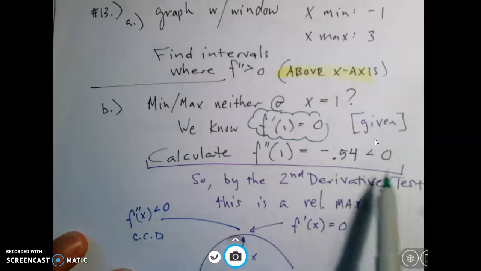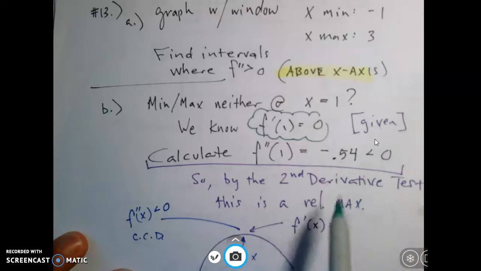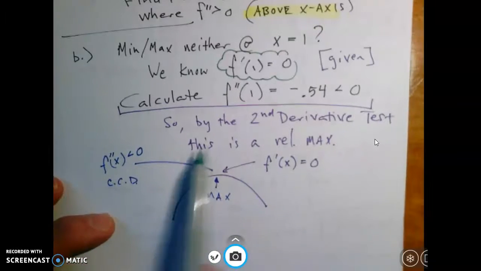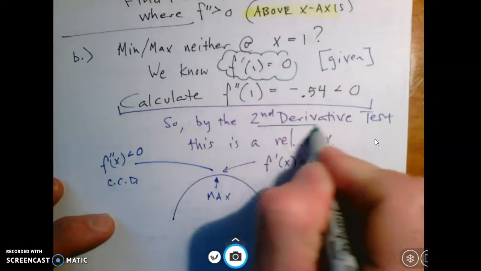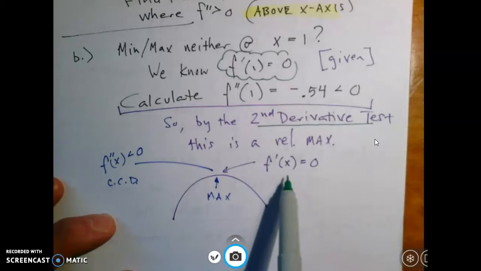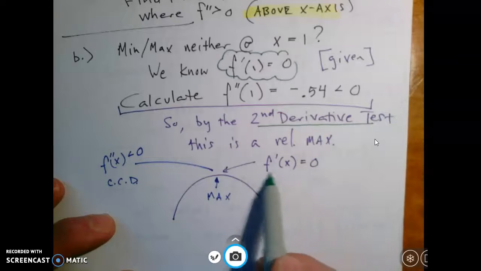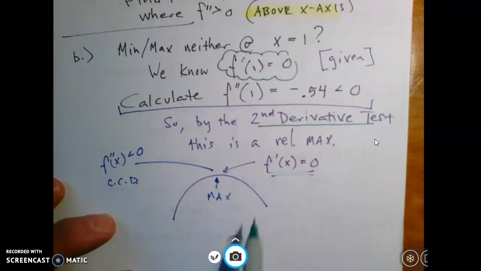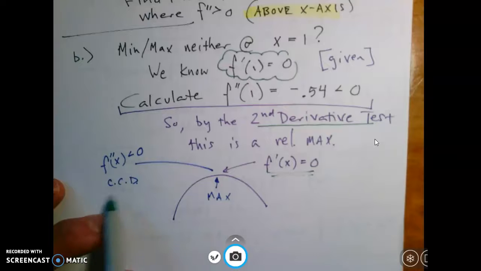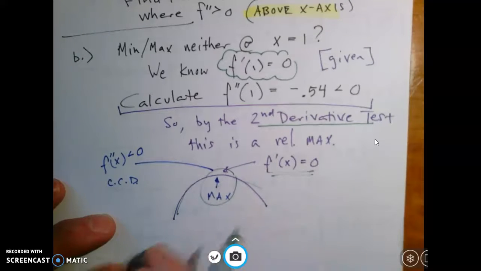We don't really care about the value. All we care about is that it's less than 0. Okay? And what that means is it is concave down at that location. So by the second derivative test, you need to say the phrase "second derivative test", there's a relative max at x equals 1, because we know f prime at that value is 0, and we know f double prime at that value is less than 0. Therefore, it's concave down, and it looks like this. So that makes it a maximum.